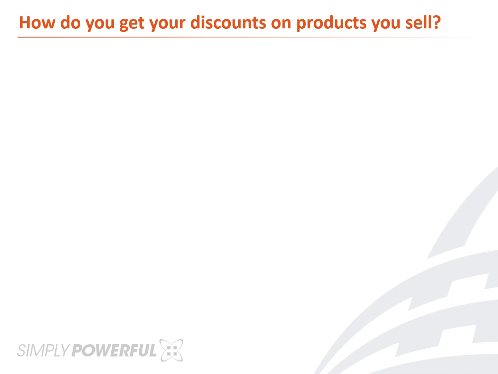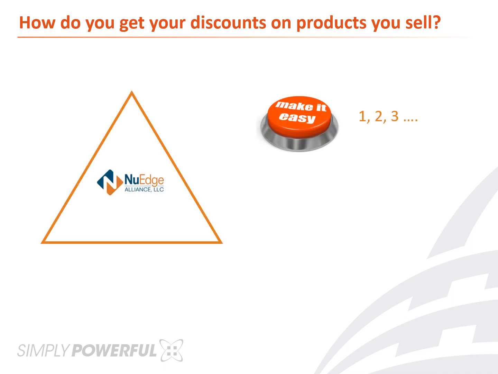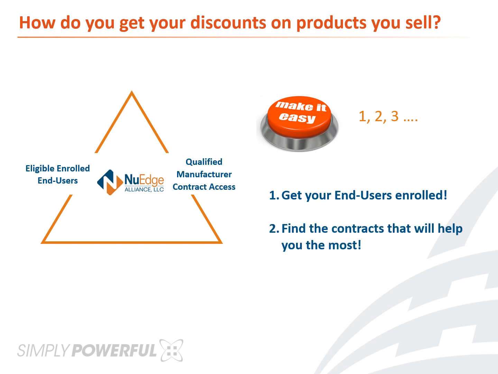All right, let's get started. How do you get the discounts on products that you sell? We're going to try to make this easy with a 1, 2, 3 step process. First of all, get your end users enrolled. Second of all, find the contracts that will help you the most. Number 3, ask for the rebate. That's the focus in today's training session.